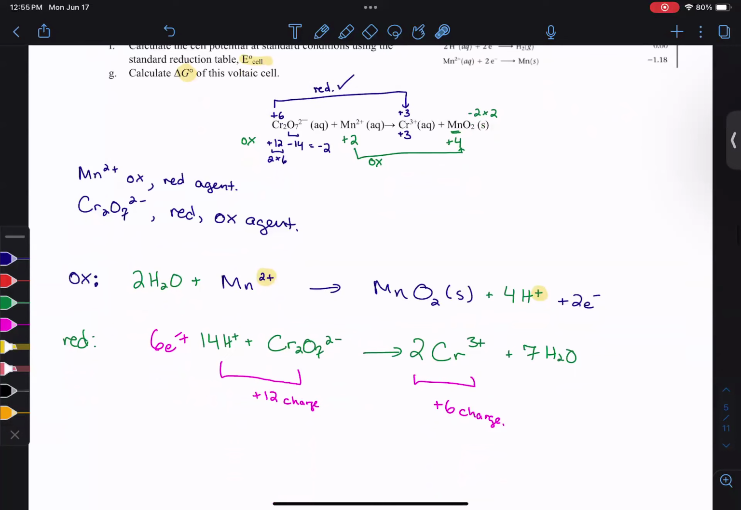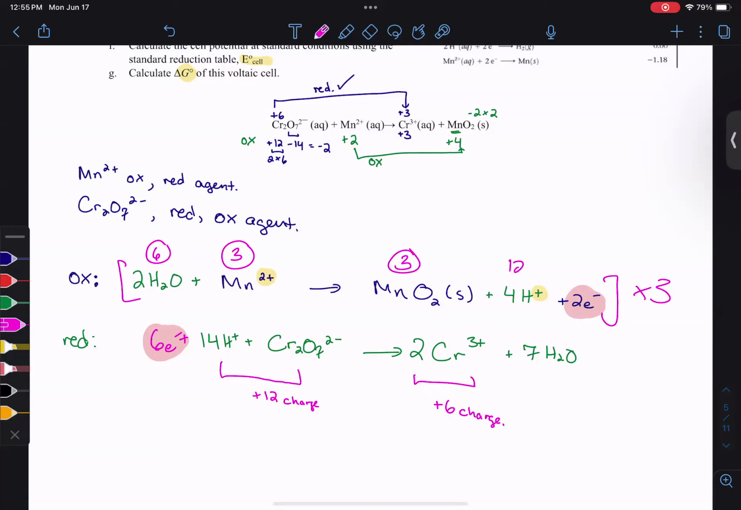So to actually get the full balanced equation, we need to make sure that our electrons match. So the lowest common multiple is 6 here. So I'm going to multiply that whole top one by 3. So the new coefficients are 6, 3, 3, 12, and then 6. Okay, so now the electrons cancel.